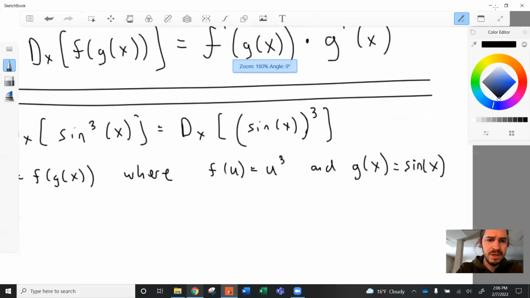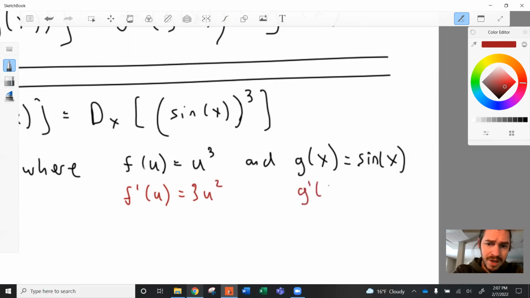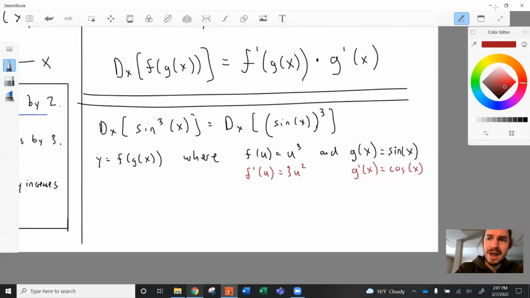So now for each of these two functions individually, we'll take a derivative. I'm going to write those in red. So here I'm going to do f prime of u. This is differentiating the f function with respect to its u variable. It becomes 3u squared by the power rule. And here we do g prime of x, getting the derivative of the g function with respect to the x variable, which is going to be cosine of x. And then putting these back together, we're essentially going to multiply these two things together.